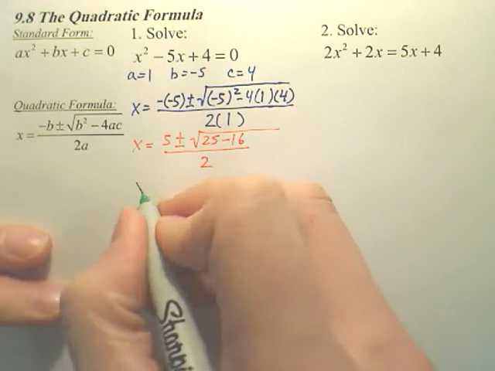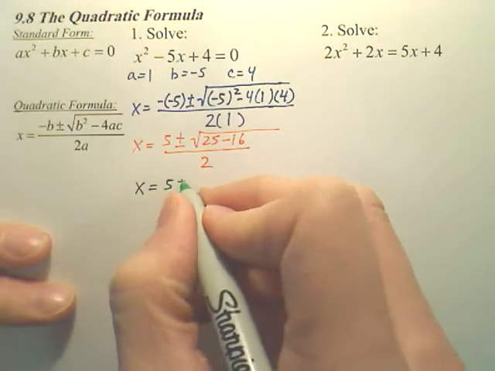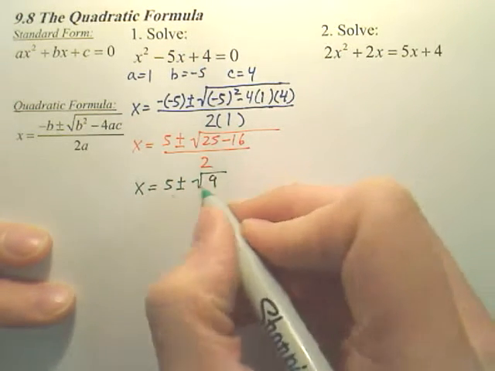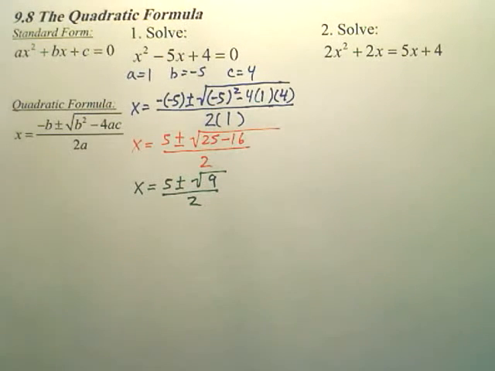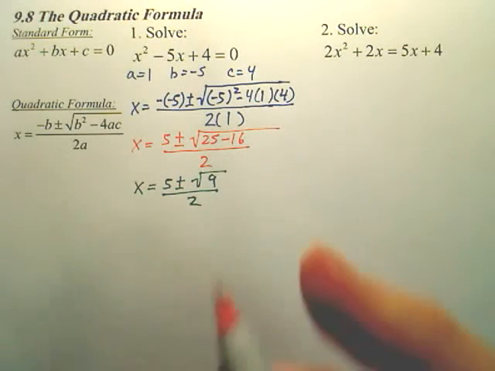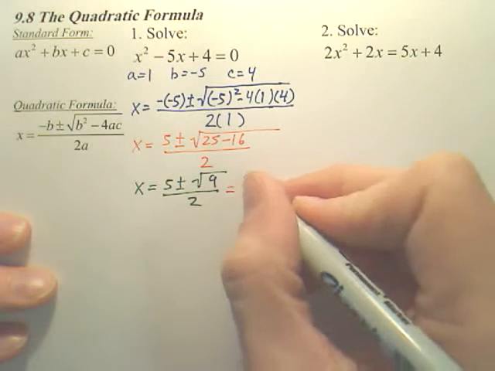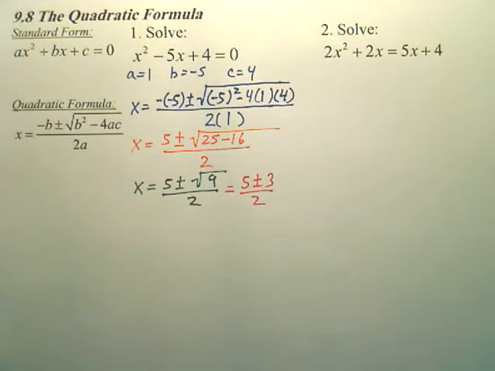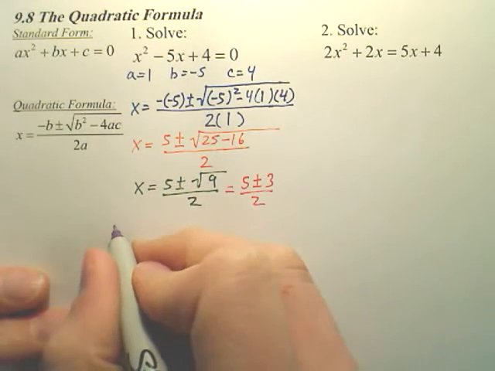All right. That looks like we now have 5 plus or minus the square root of, looks like this is 9. Now, do we know the square root of 9? Why, yes we do. This is 5 plus or minus 3 over 2. Can you actually do both of these? Yeah. There are two answers here.